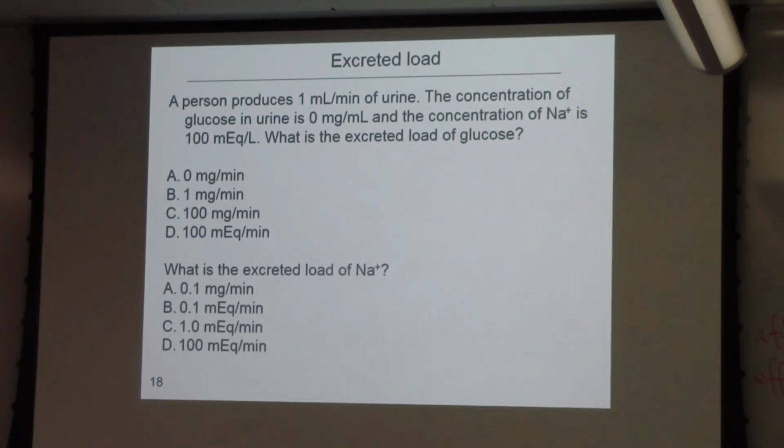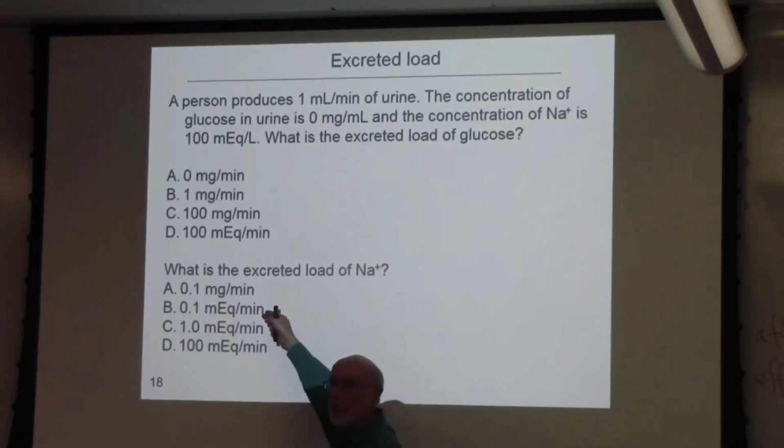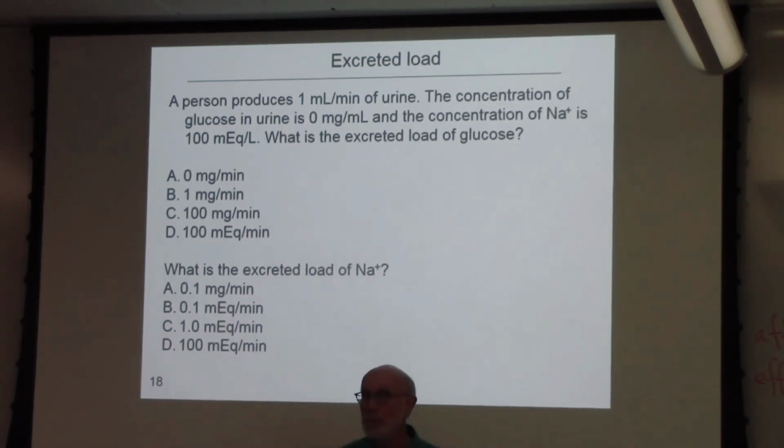How many milliliters in a liter? 1,000. So how many milliequivalents are there in a mL of this person's urine? What's the number? 0.1. 100 divided by 1,000 is 0.1. So 0.1 times 1 is 1 milliequivalent per minute.